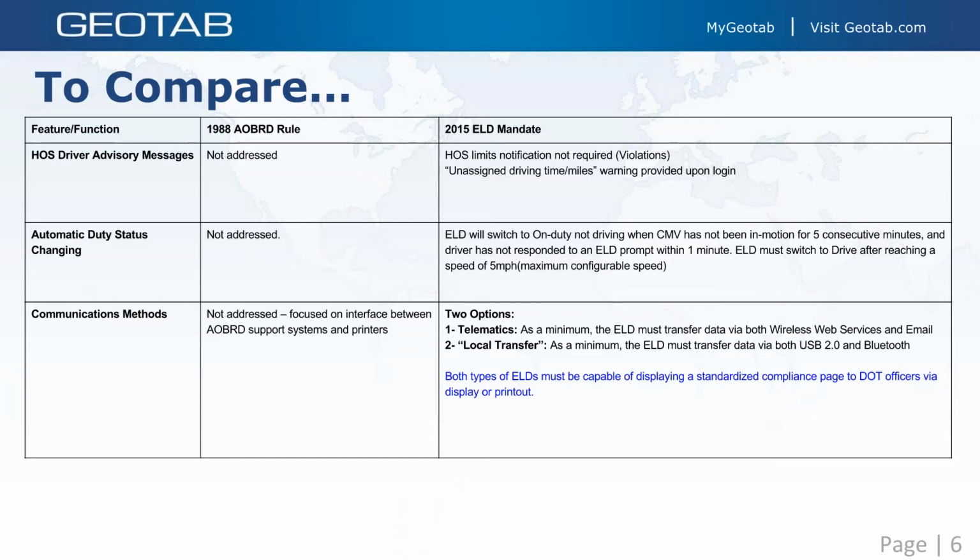So as the ELD vendor, we have 2 options to go with, either the telematics approach or the local transfer approach. Regardless of which approach we, Geotab Drive, or another vendor goes with, both types of ELDs must be capable of displaying a standardized compliance page. This would be the graph grid, the duty status changes, and the header, shown to a DOT officer on the display or on a printout.